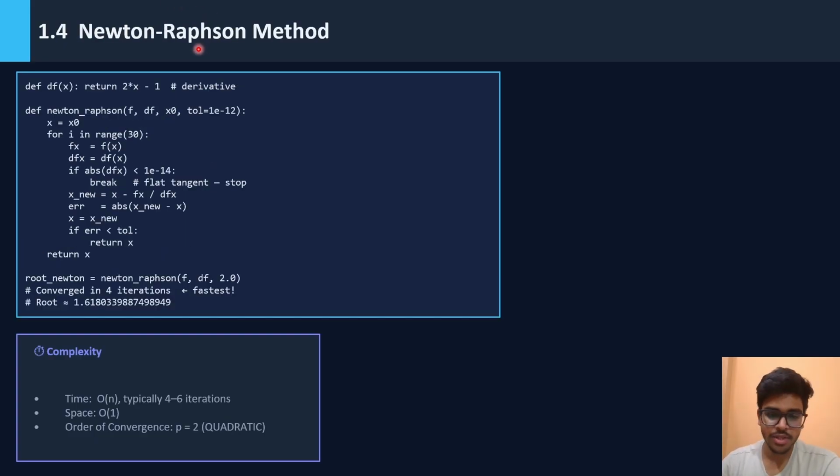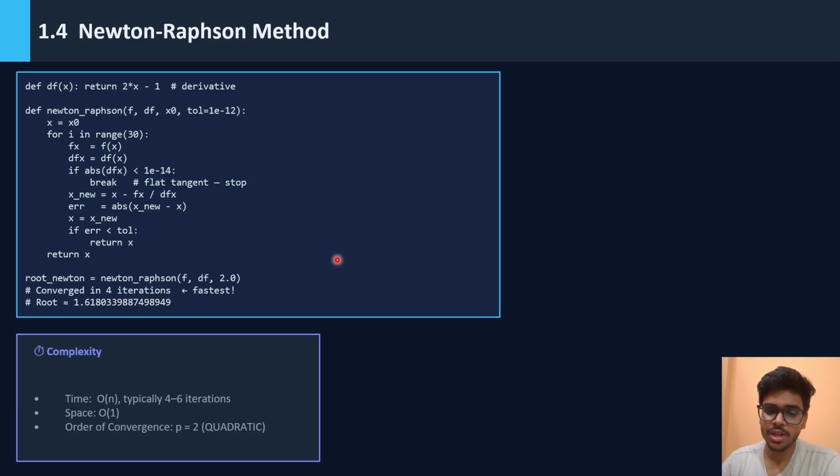Newton-Raphson method, which is one of the fastest root finding methods. This method uses both the function and its derivative. The Newton-Raphson formula is x new equals x minus f(x) divided by f dash of x. Geometrically, this method uses the tangent line at the current point and finds where the tangent intersects the x-axis.